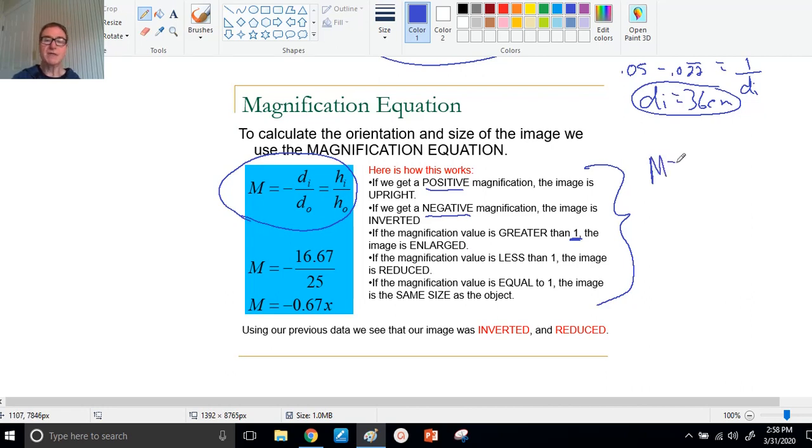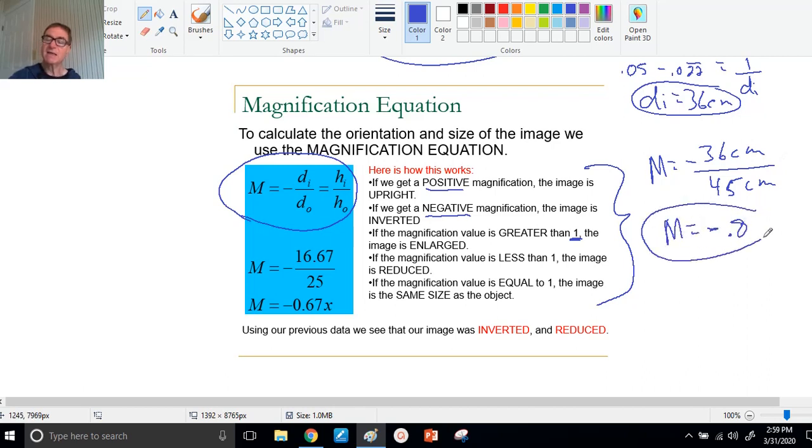So m is equal to negative di. Well, di, the image we happened to get, was 36 centimeters, divided by the original object distance, and I believe that was 45 centimeters. And so when we do this math, 36 divided by 45 is 0.8. So m, in this case, is equal to negative 0.8. So what does that tell us? The negative tells us that the image is upside down, so it's inverted. The fact that it's 0.8, less than 1, tells us that this is going to be a smaller image. So it's smaller and it is inverted.